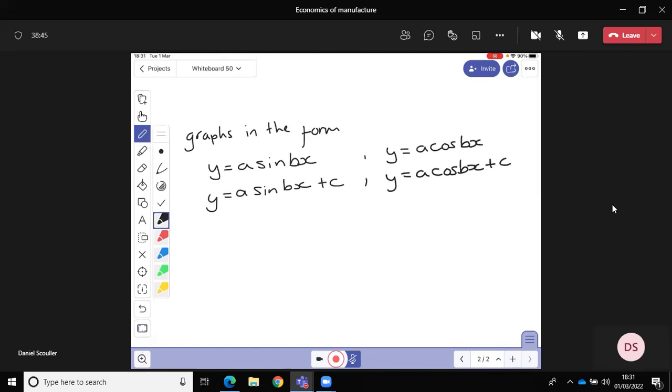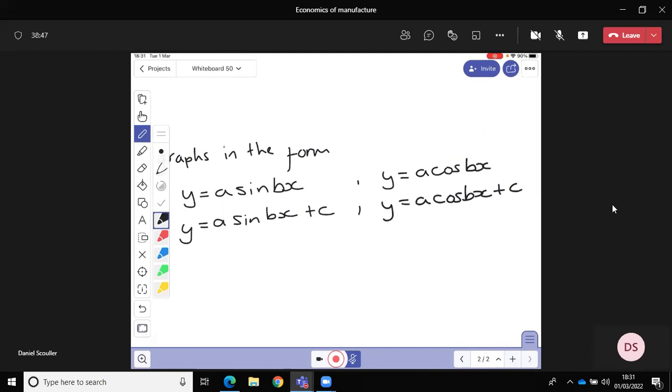Okay, so in the form of y equals a sine bx or y equals a sine bx plus c, where have I positioned, in this case, a character? That character represents a number, so we're going to be putting a number in front of that x. That a is still going to be amplitude. That doesn't change.